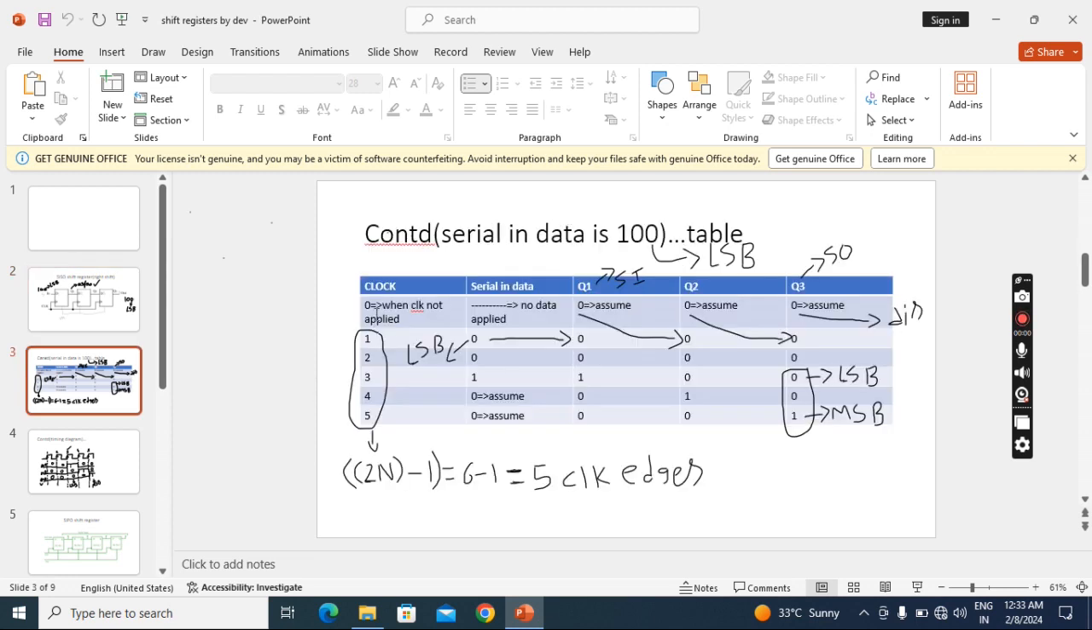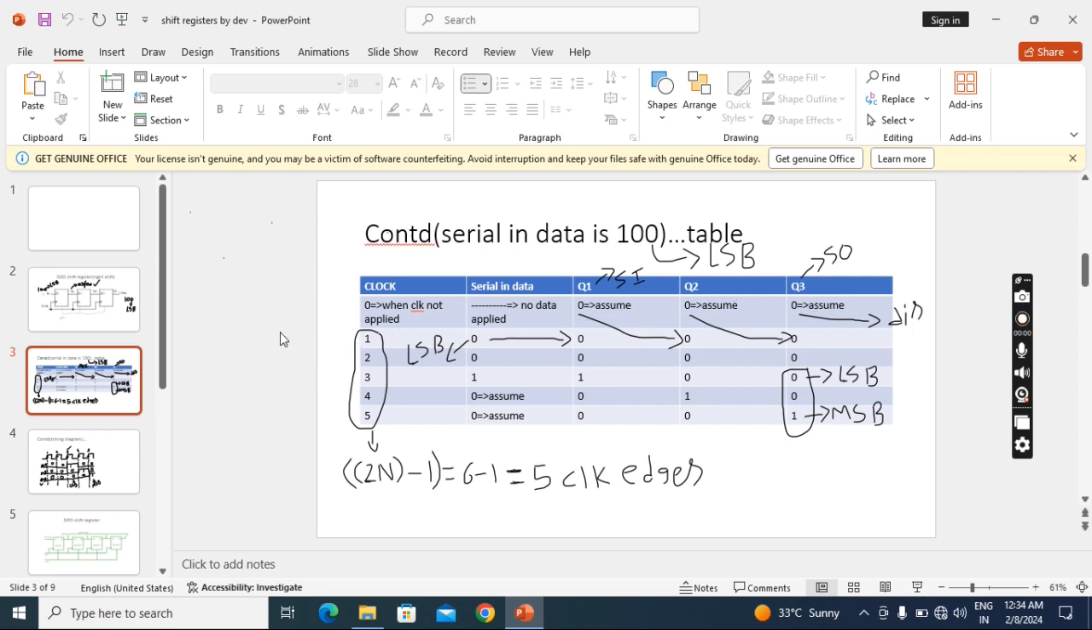Here, clock pulse 0 means we have not applied any clock pulse. That is the meaning, when no clock is applied. And when you have not applied any clock pulse, you won't apply any data, so this dash also indicates we have not applied any data. So before applying clock and before applying data, what is the status of this register? All zeros. The output of all flip-flops is zero.